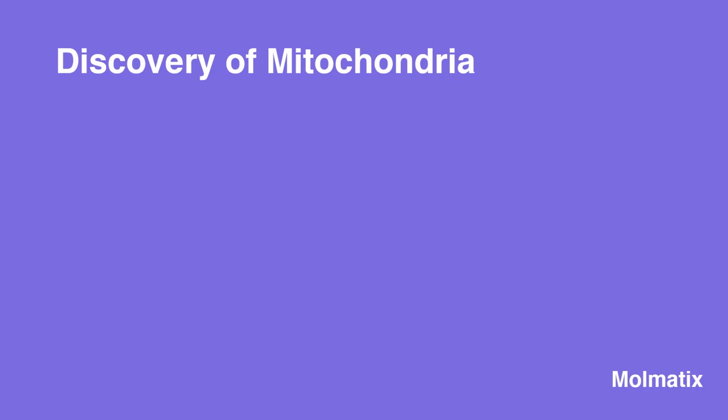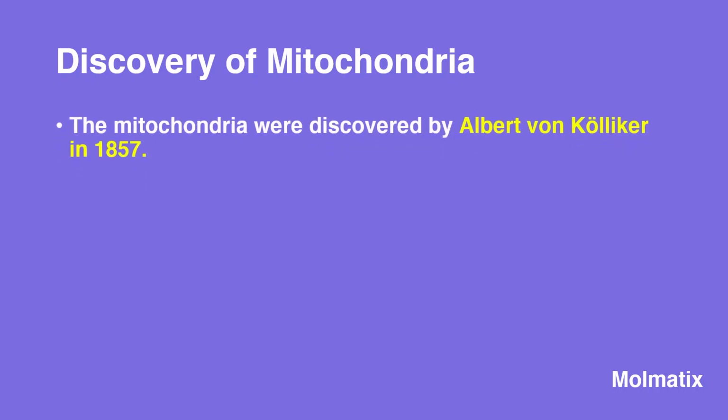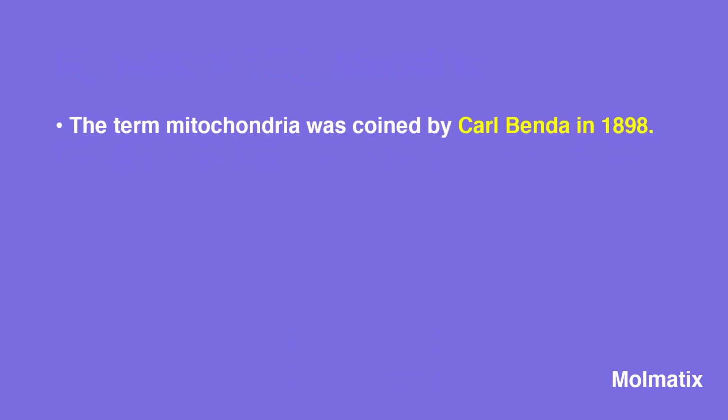Then the discovery of mitochondria. The mitochondria were discovered by Albert von Kolliker in 1857, and the term mitochondria was coined by Carl Benda in 1898.